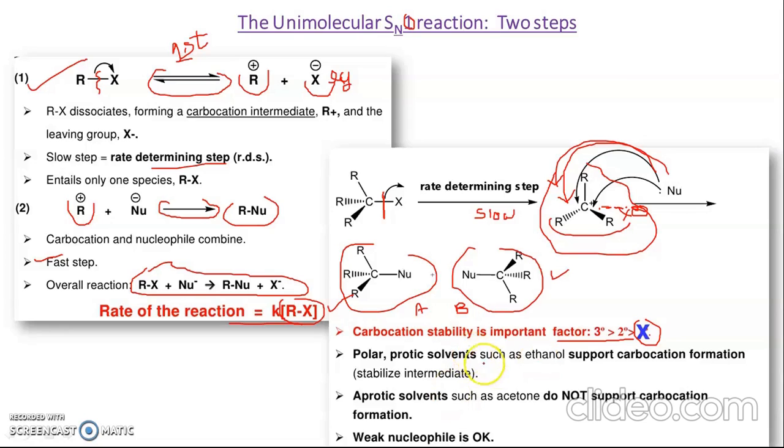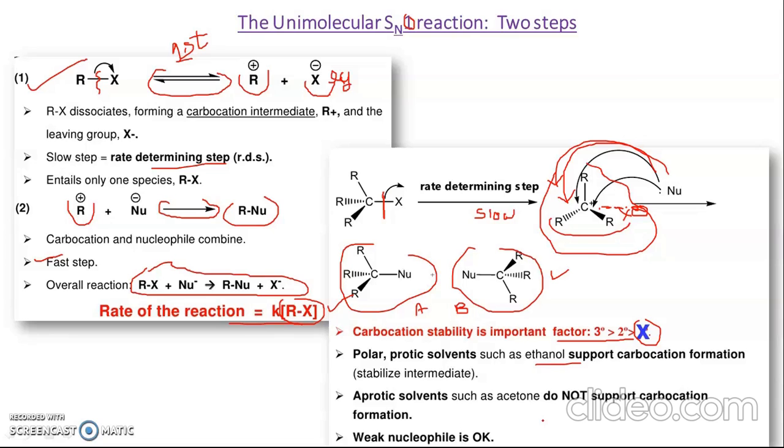Polar protic solvents such as ethanol, methanol, etc., support carbocation formation because they stabilize the intermediate carbocation. The role of the polar protic solvent, why it is used in SN1, will be discussed in detail in the next video. Just remember for now that polar protic solvents are used in SN1, and aprotic solvents do not support carbocation formation, so they are not used for the SN1 reaction.